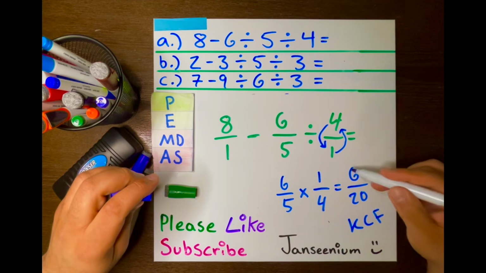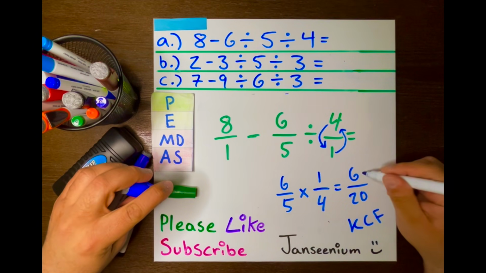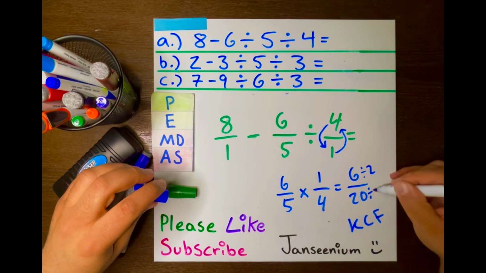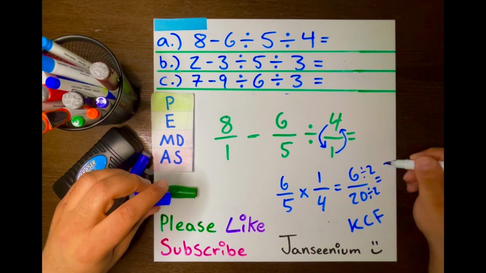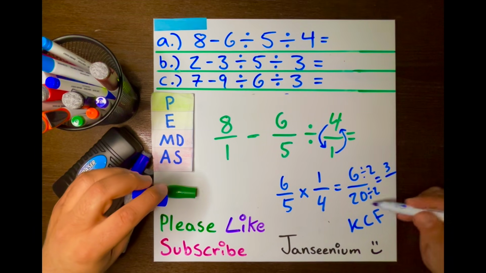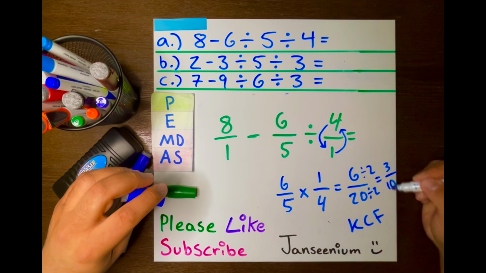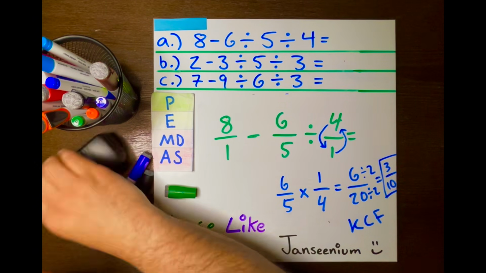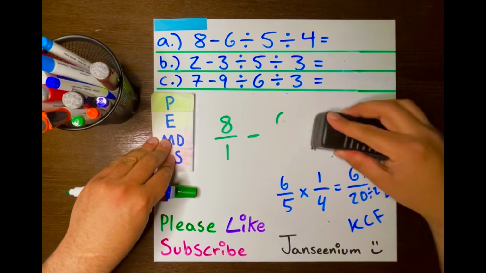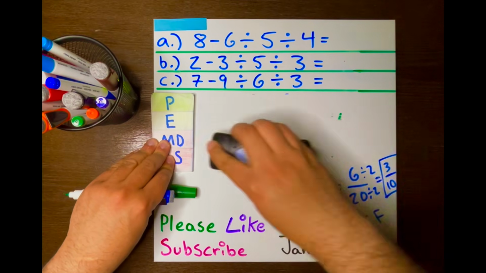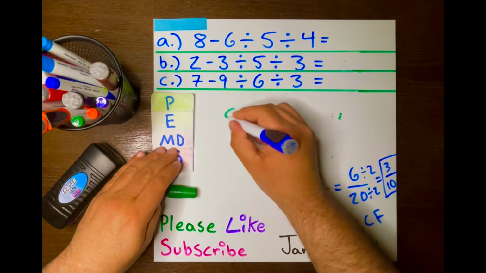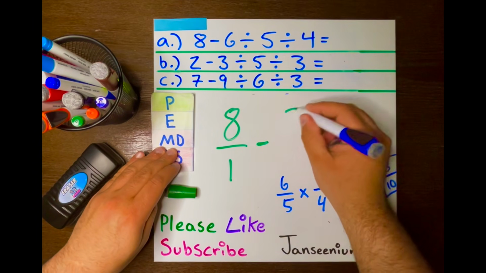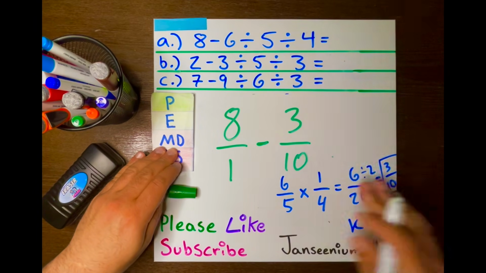20. Notice that this proper fraction can be broken down further. Both numbers are even, so let's just halve them. So half of 6 is 3 over half of 20 is 10. And 3 over 10 cannot be broken down further, so that is it. And now I'm going to erase this part that we don't need. Now let's write the 8 over 1 larger, minus 3 over 10.